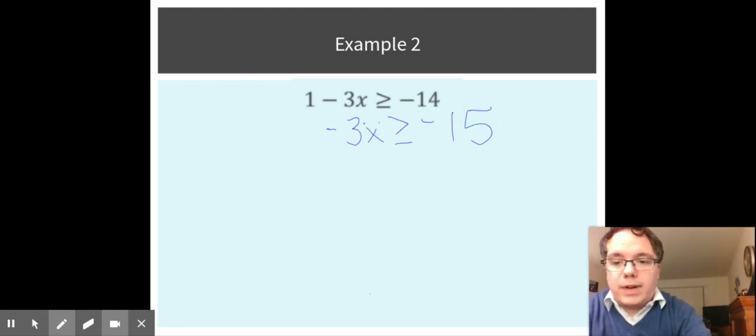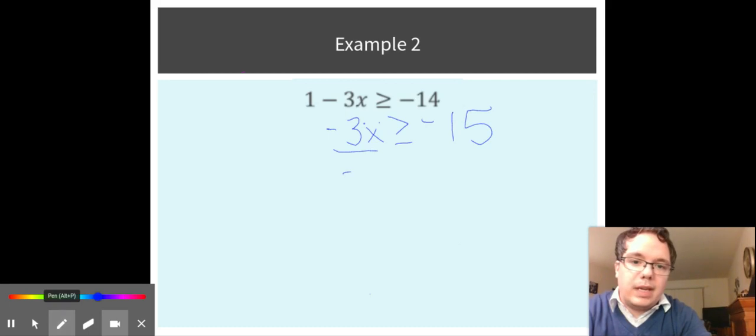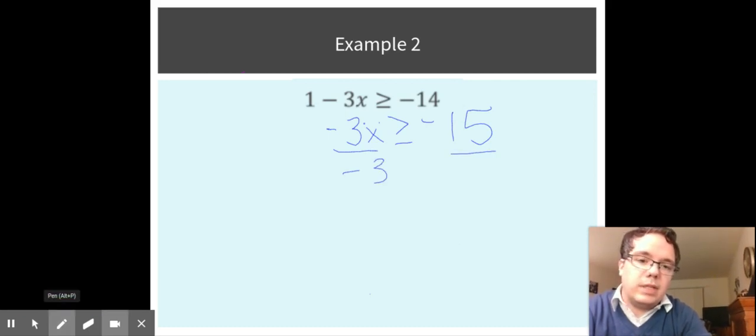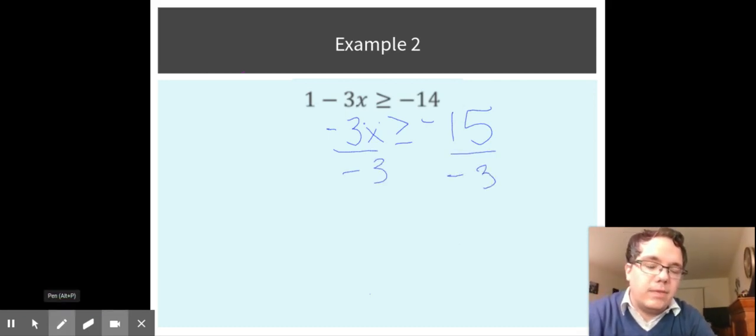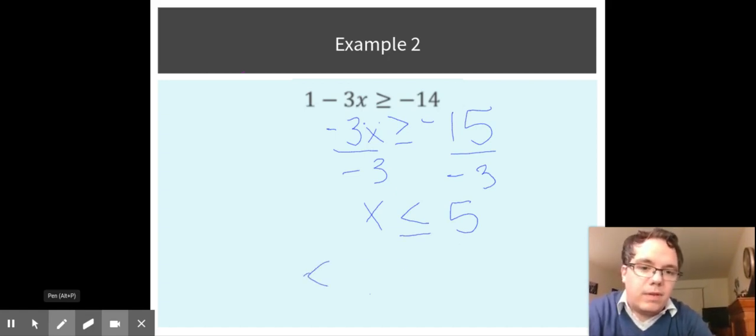So then I'm going to divide each side. And if I do that, I'm going to divide by -3. And notice I divided both sides by a negative number. So to keep our statement true, when I simplify on this side, I'm going to get x. When I simplify on this side, I'm going to get 5. And I have to flip the symbol to keep it true. So we want numbers that are less than or equal to 5.